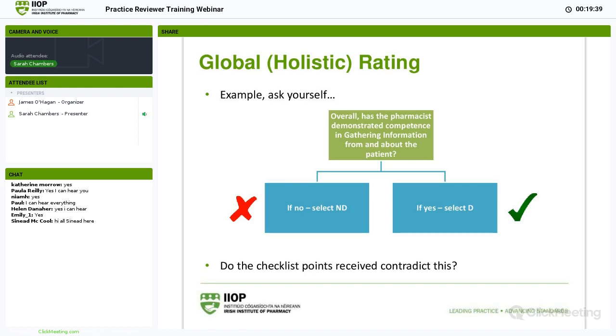But then take a moment to challenge yourself and think, do the checklist points received contradict this? So even though I thought they were very good, if they actually got 0 of the checklist points in that area, just think and challenge ourselves on that thought. I think that can be really helpful if ever you are struggling. Sometimes, as I said, it can be really clear, and sometimes it takes a little bit more thought, but that can be a helpful tool to use.